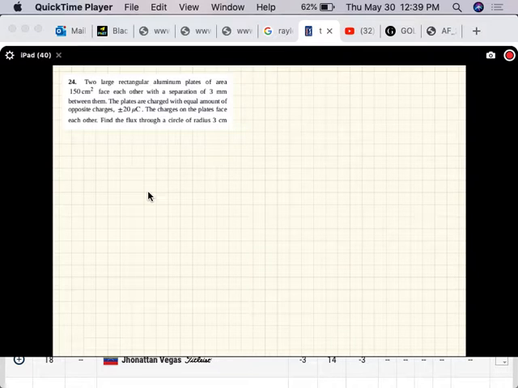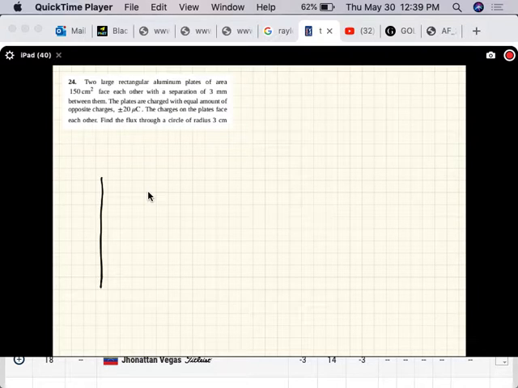Okay, so again, two large rectangular aluminum plates of area 150 centimeters square face each other with a separation of 3 millimeters between them. They have equal charges, and the charges on the plate face each other. Find the flux through a circle of radius 3 centimeters.